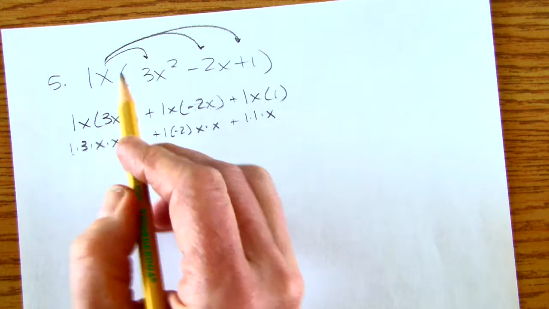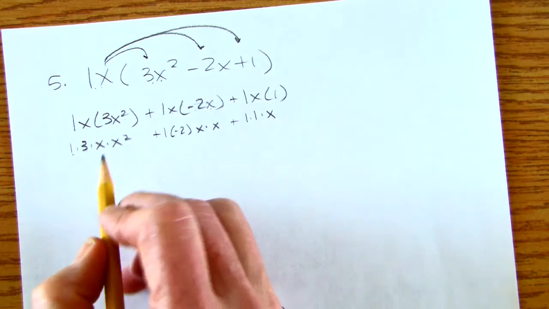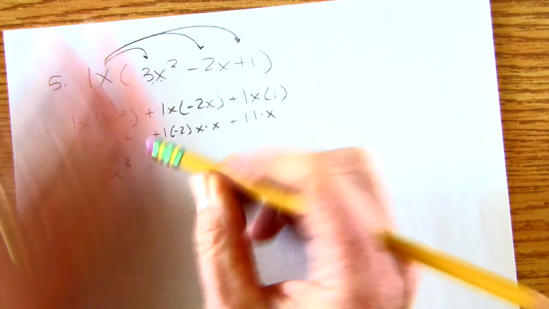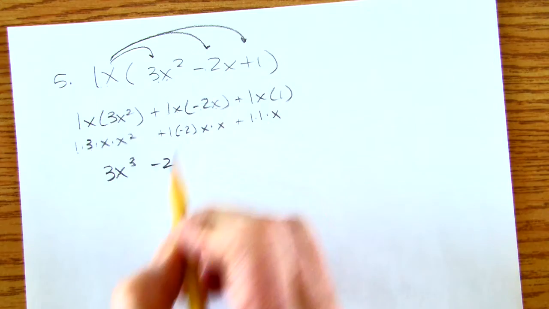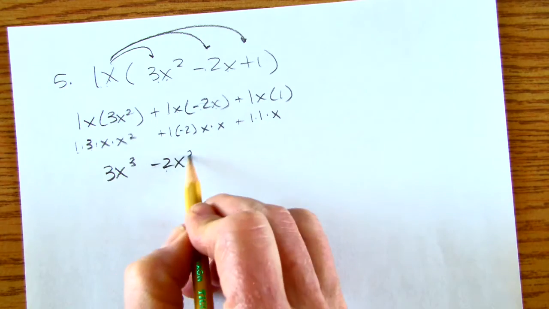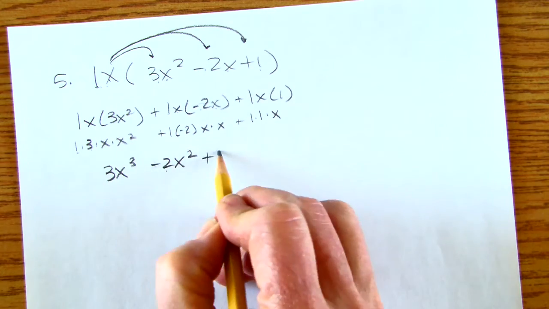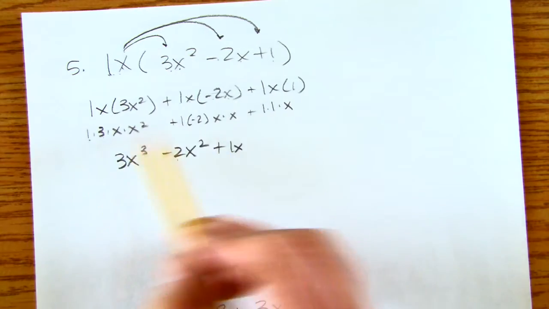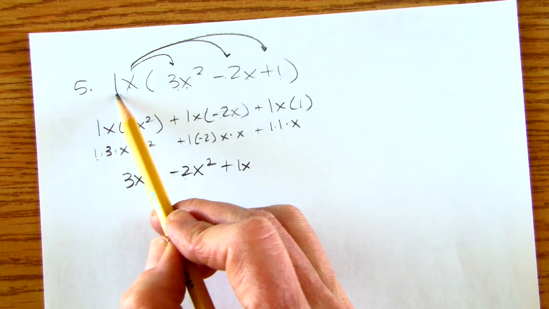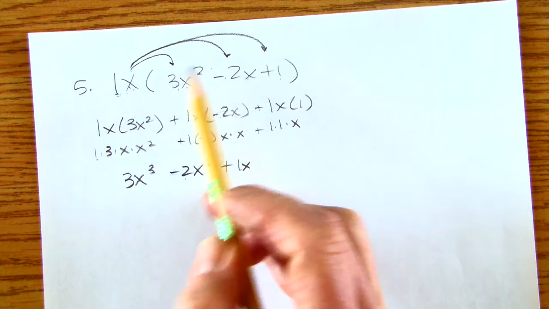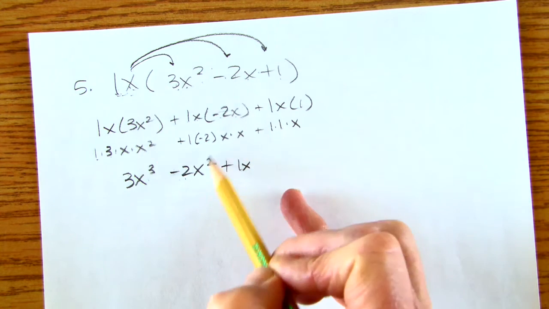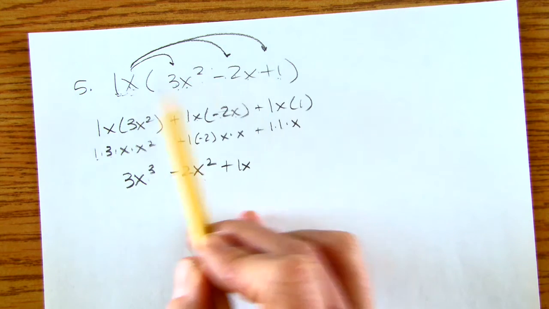So 1 times 3 is 3, x times x squared is x cubed, 3x cubed. 1 times negative 2 is negative 2. X times x is x squared. And then 1 times 1 is 1 times x. So here it is all written out very formally, but a lot of us can just look at this and say 1 times 3 is 3, x times x squared is x cubed. 1 times negative 2 is negative 2, x times x is x squared. 1 times 1 is 1, x.